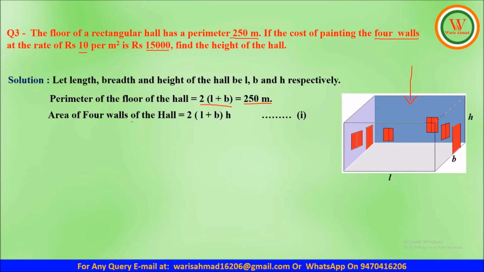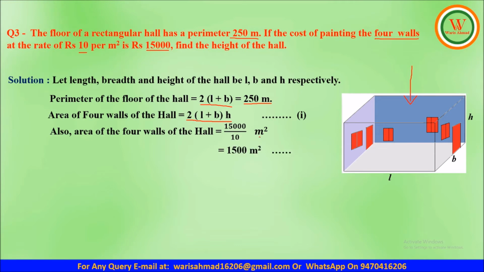As we know, the area of four walls of the hall is always equal to 2(L plus B) into H. But according to the question, the total cost of painting is given 15,000, and the cost per meter square is also given rupees 10. So if we divide the total cost by the unit cost, then also we will get the area of four walls. So in the next line we can write, also the area of the four walls of the hall is equal to 15,000 divided by 10 meter square. When we divide these two, we will have 1500 meter square. This can be equation number 2.